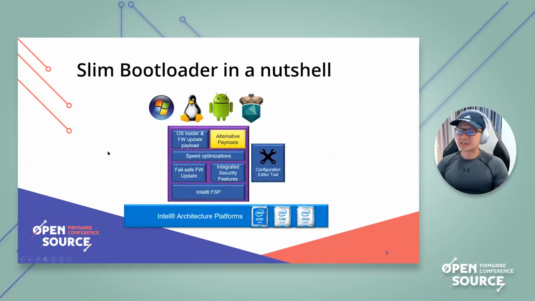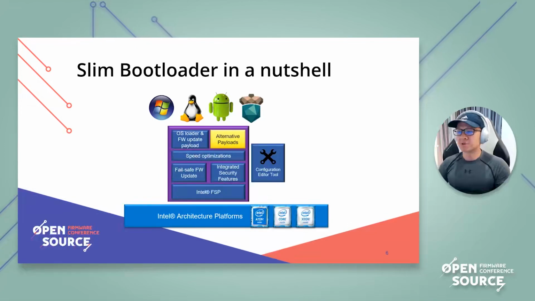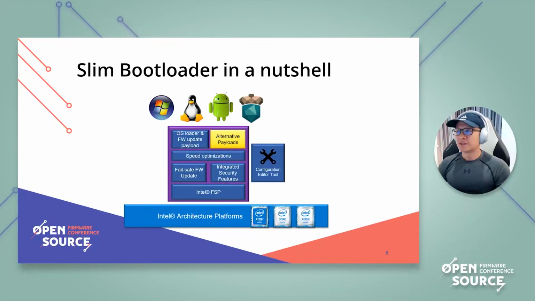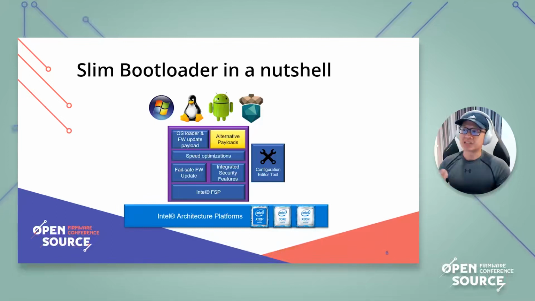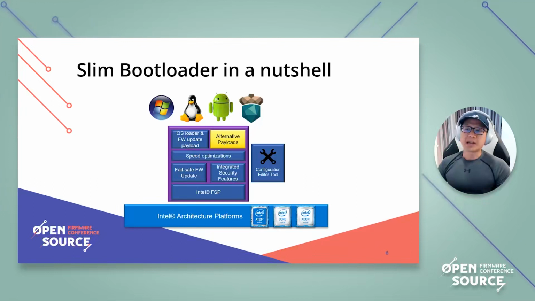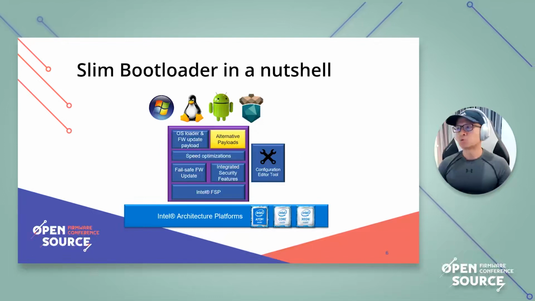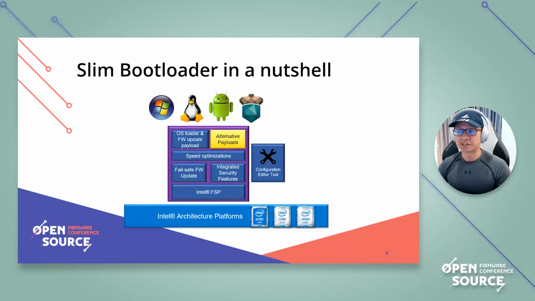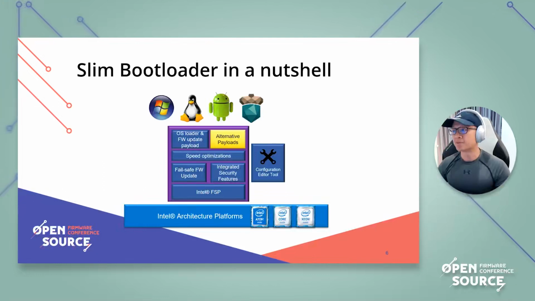Now, if you look at Slim Bootloader in a nutshell, this is what it is. If you do a git pull from our open source repo, you get all of these except for the alternative payloads, which is colored in yellow. So Slim Bootloader supports multiple OS that Intel has validated, for example, Windows, Yocto, Linux, Ubuntu, Android, and even hypervisors like Acorn. Now, by default, Slim Bootloader comes with the OS Loader payload, which launches the Linux OS kernel directly, and it also has a firmware update capability as a form of a payload.